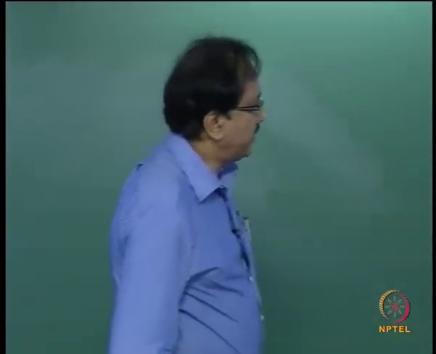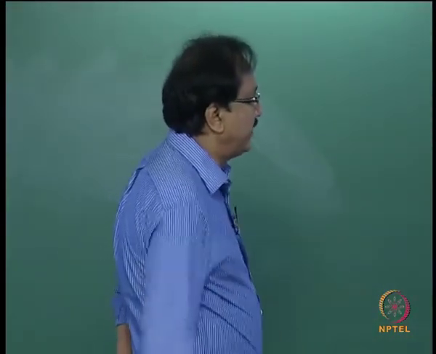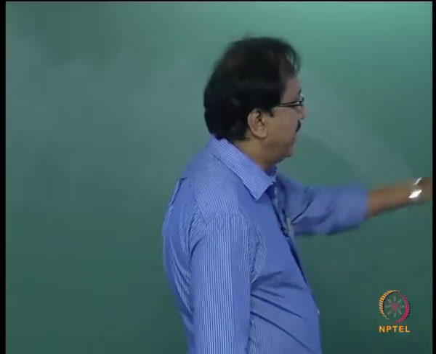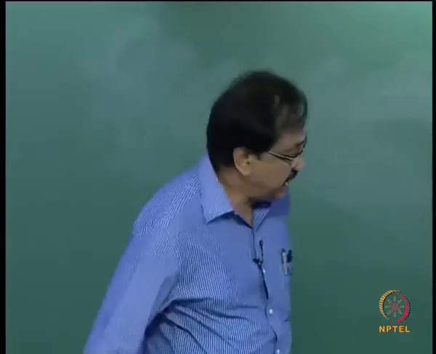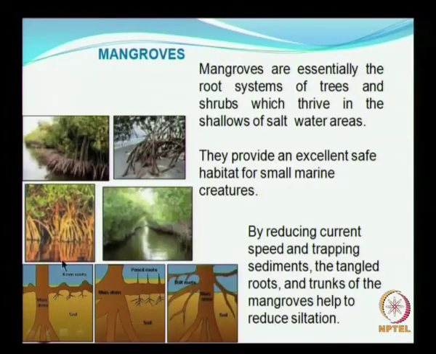So mangroves are essentially the root system of trees and shrubs which thrive in the shallows of saltwater areas. Look at all these kinds of roots. These roots act as a permeable medium. When the water goes through it, the energy gets dissipated. It is very simple. They also provide an excellent safe habitat for small creatures, which is an added advantage.